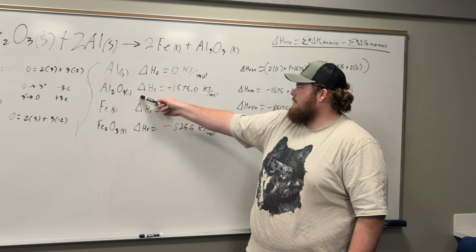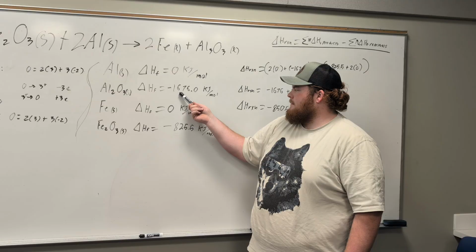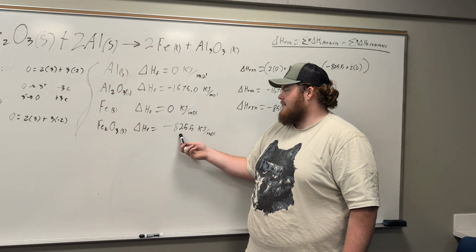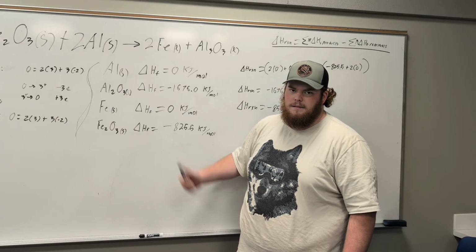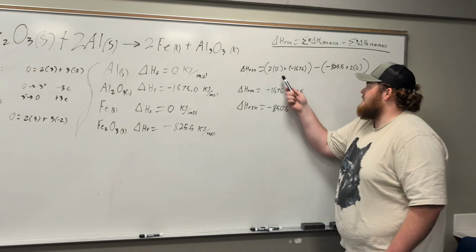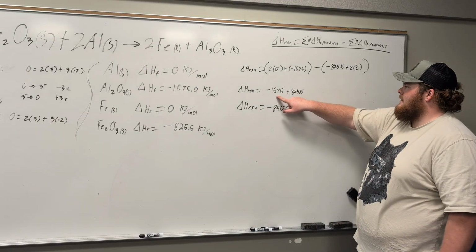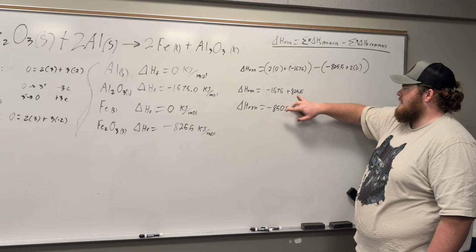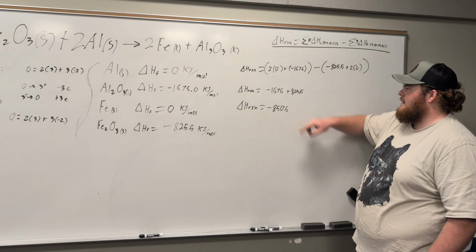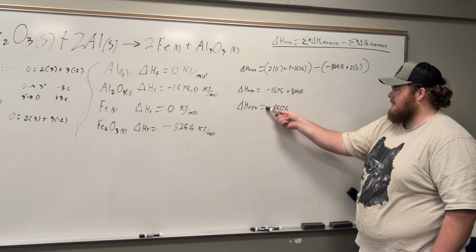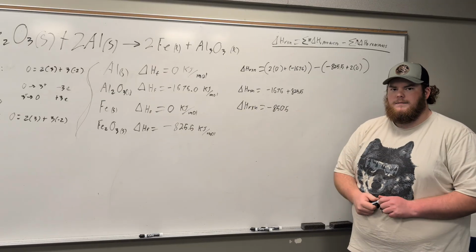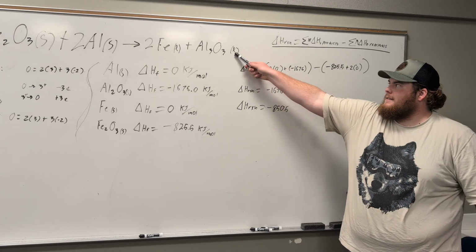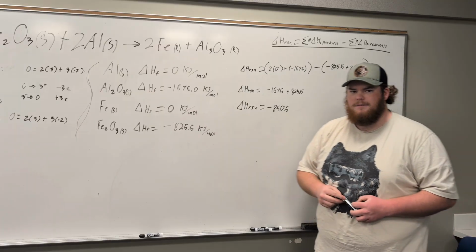The heat of formation of aluminum oxide is negative 1678, and the heat of formation of iron oxide is negative 825.5. So putting that into our equation over here, we end up with a delta H for the reaction of negative 850. That's a lot of energy. That's why we end up with liquid products at the end.